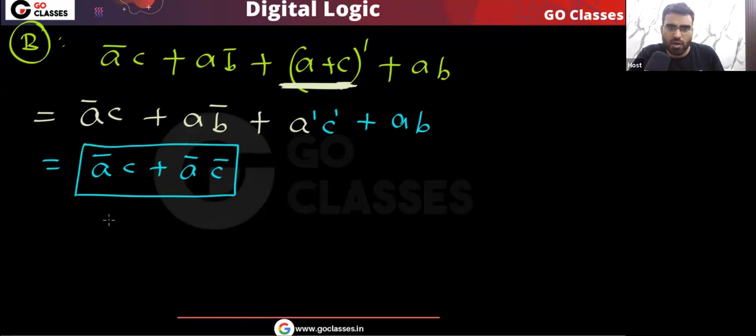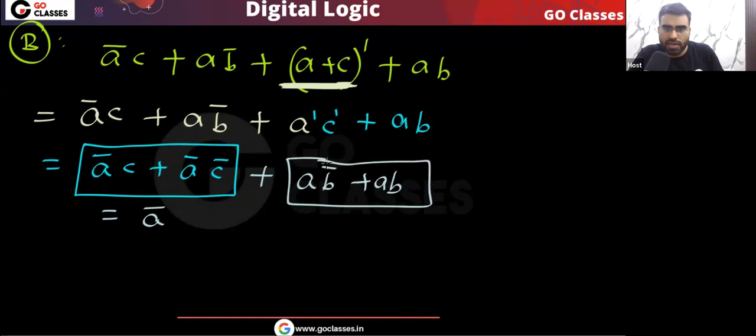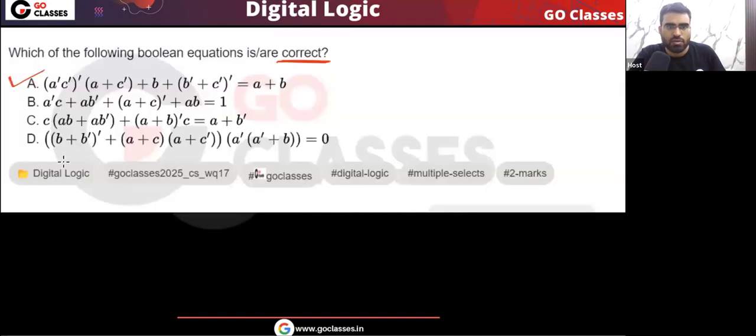A bar C or A bar C bar. You can take A bar out, so this is same as A bar. Or here you have A bar B, sorry, A B bar or A B. You can take A out, so this will be same as A. So finally you have A bar or A, that is same as 1. So yes, this option is also correct.